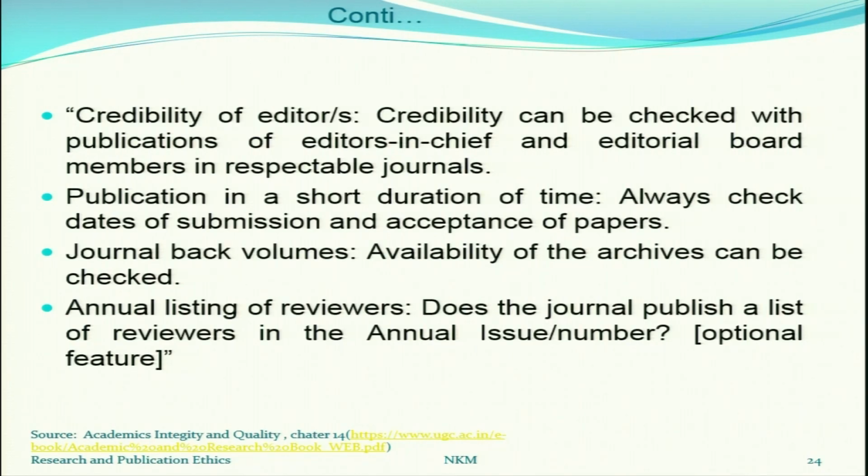Again, we have to check the journal archives, the volumes, and the availability of the archives. We can also check the annual listing of reviewers. Does the journal publish a list of reviewers in the annual issue? These are all important features we must check, and we must make a checklist before we go for publication and choose a journal for publication.